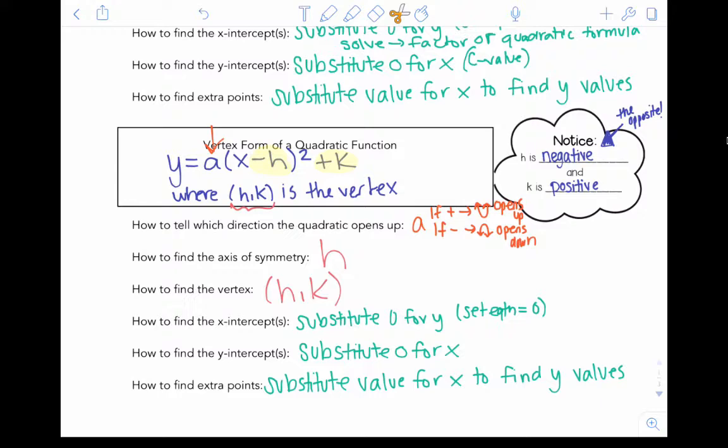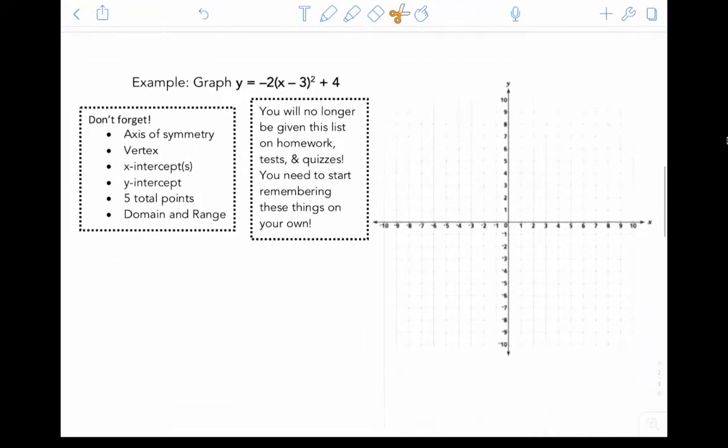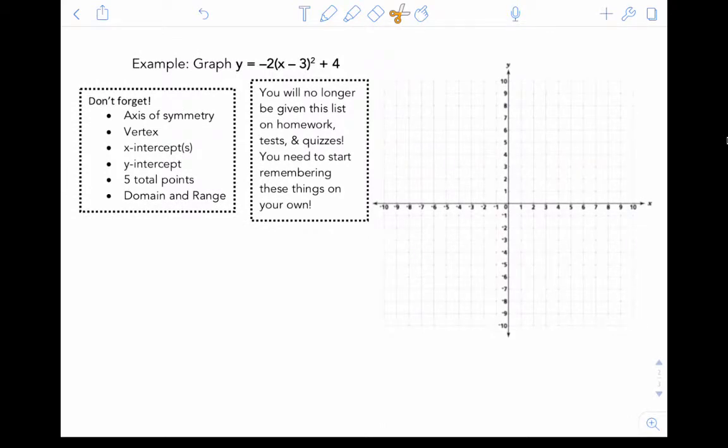So let's go ahead and move on to the back of this and do an example. When we're doing this, don't forget that you need to have your axis of symmetry, your vertex, your x-intercepts, and your y-intercept. I want 5 total points on your graph. And then you need to have your domain and range. Now you're no longer going to be given this list when we have homework, tests, and quizzes. So you need to start remembering those on your own. You need to remember to find the axis of symmetry, the vertex, those intercepts, have 5 total points, and then put domain and range.